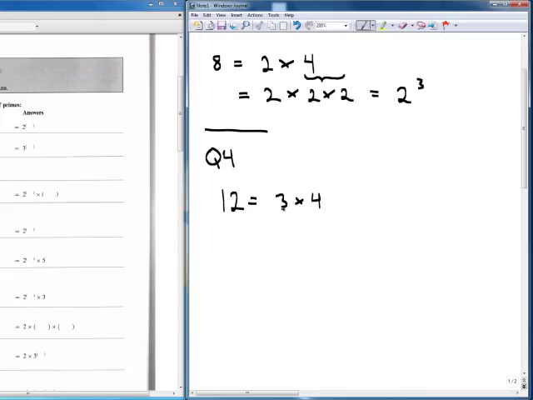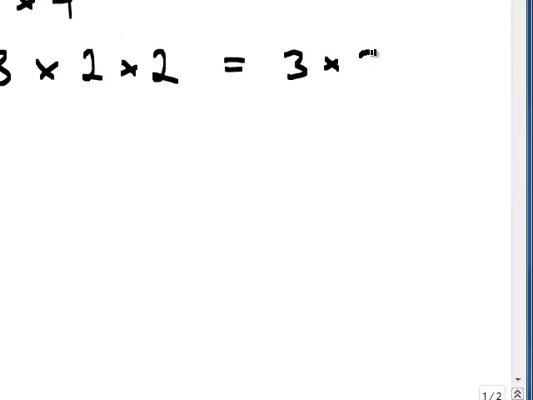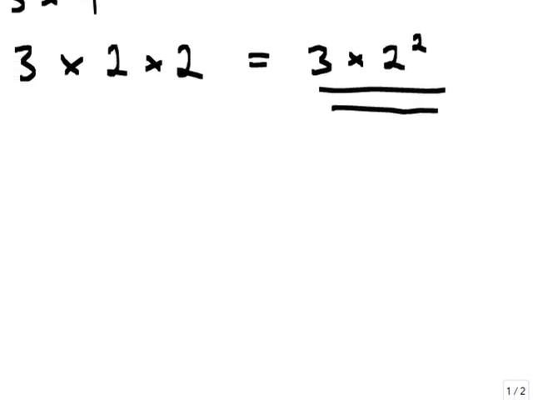So if we choose 3 times 4, 3 is a prime number. So then we write it as 3 times, so 4 is 2 times 2. And if we write it in index form, it's 3, only 1 3, times 2 index 2, because we have 2 2's. So that's the answer. How about if we do it the other way?